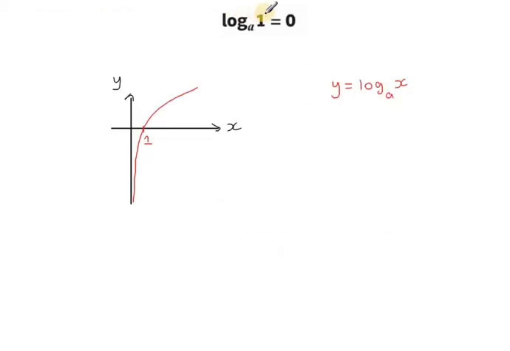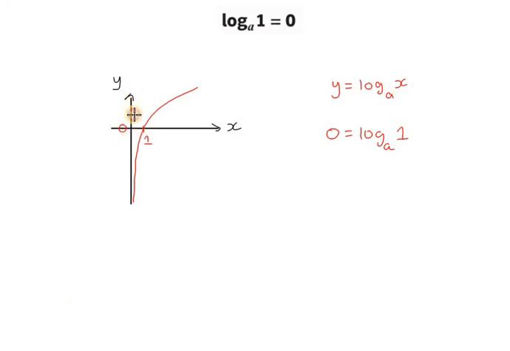Another reason why log 1 is 0 here on the graph, x equals 1, so we have log, doesn't matter what the base is, any base of 1. And what's the y coordinate? Right there on the graph, it's 0. So log 1 is 0 just by looking at the graph.